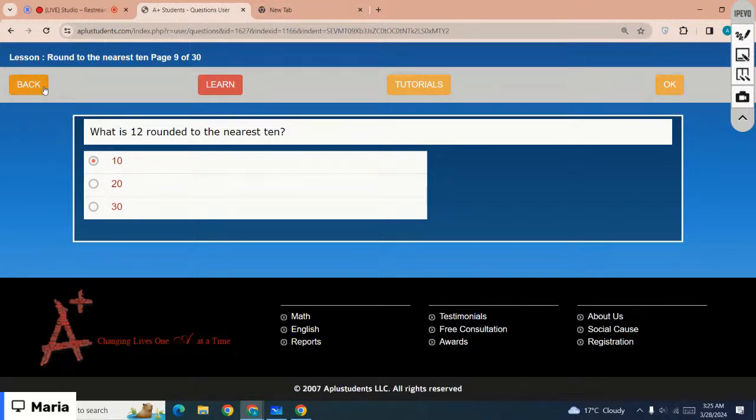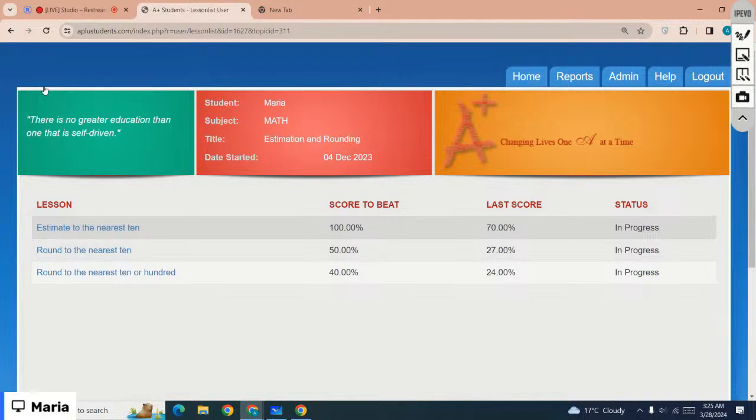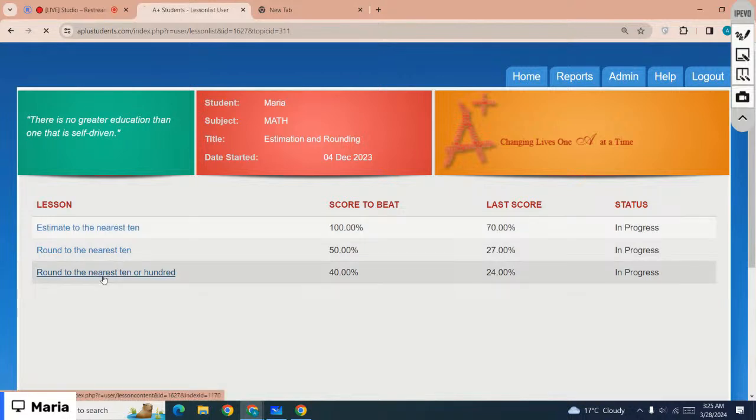Okay, you can complete the lesson by yourself later today. Let me just move on to the next lesson. And the next lesson is round to nearest 10 or 100, right? Either you have to round off to 10 or you have to round off to 100.